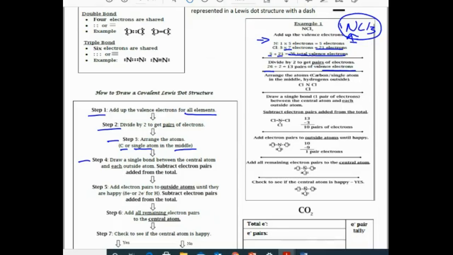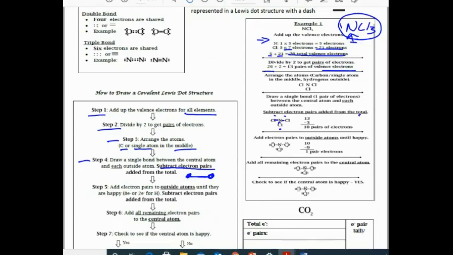Now step 4, draw a single bond between the central atom and each of the outside atoms, and then subtract the electrons used. Remember, every line I draw means 2 electrons that are being shared, okay? So in between that nitrogen and the chlorines, I drew a single bond in between each of them, saying that this nitrogen was sharing and this chlorine was sharing, this nitrogen was sharing, this chlorine was sharing. So they're all sharing at least 1 electron. Now, each of those bonds is worth 2 electrons. That's 2, 4, 6. I've used 6 electrons up in that pair.